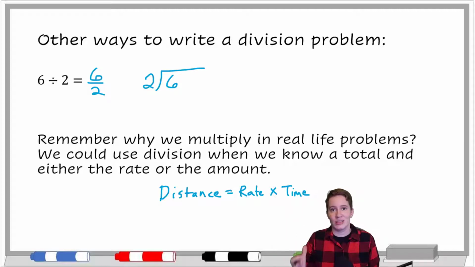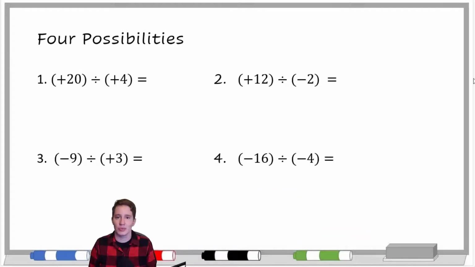But basically, we just need to come up with what the rules are, like with our other operations, what are the rules that negatives follow? Okay, we already know what happens when we divide two positive numbers because that's what we've been doing up until now. A positive 20 divided by a positive 4 would give us a positive 5. So we already knew this. A positive divided by a positive gives us a positive answer.